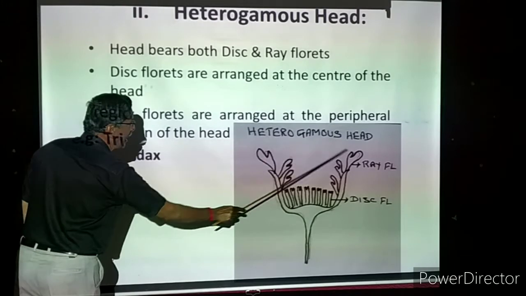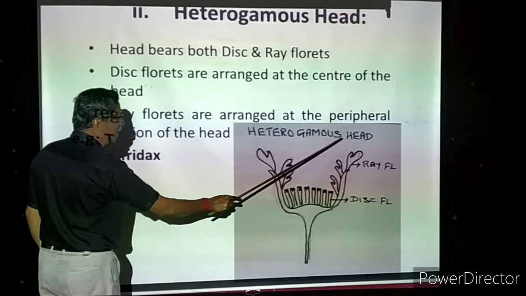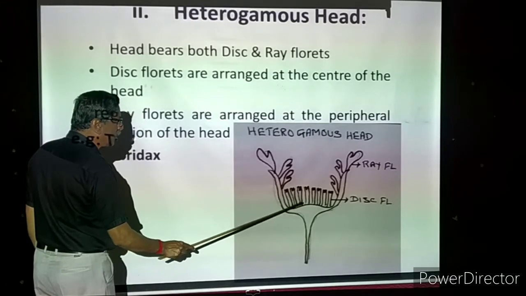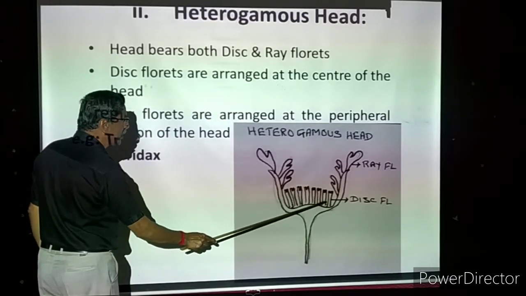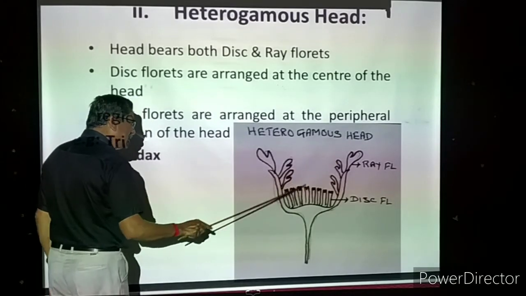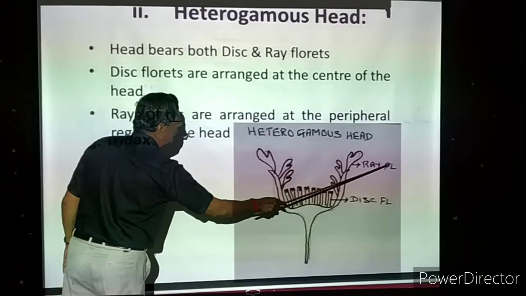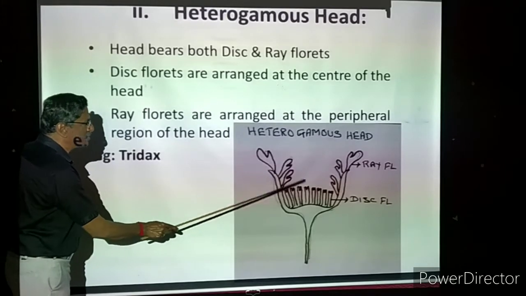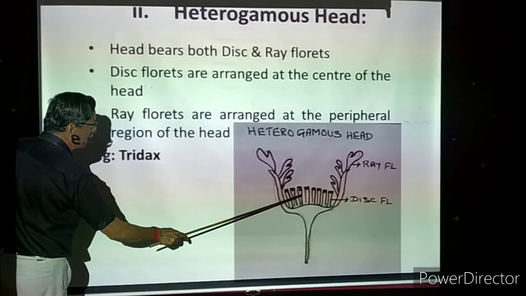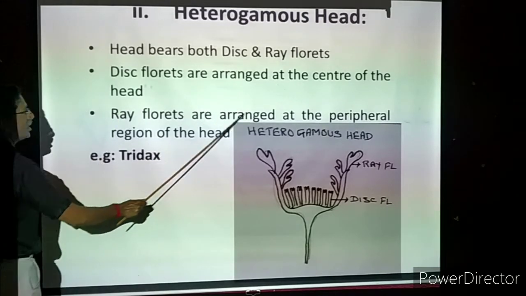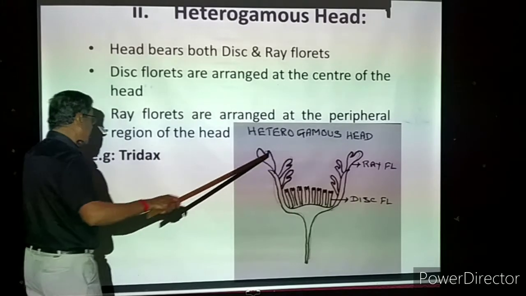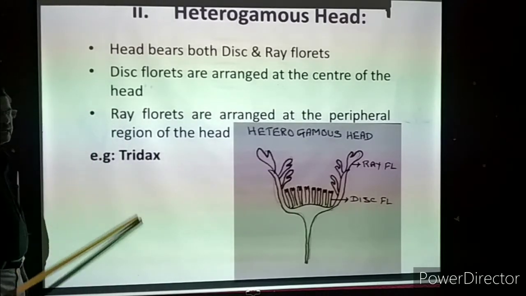Now see that this is the head inflorescence, heterogamous head. Now this is the disc. Over the disc you can find long tube-like florets. They are called disc florets. Then at the peripheral region, in the same inflorescence, ray florets are also present. So two types of florets are there. Disc florets are arranged at the center on the disc. Ray florets are arranged at the peripheral region of the head. Peripheral means outer region.